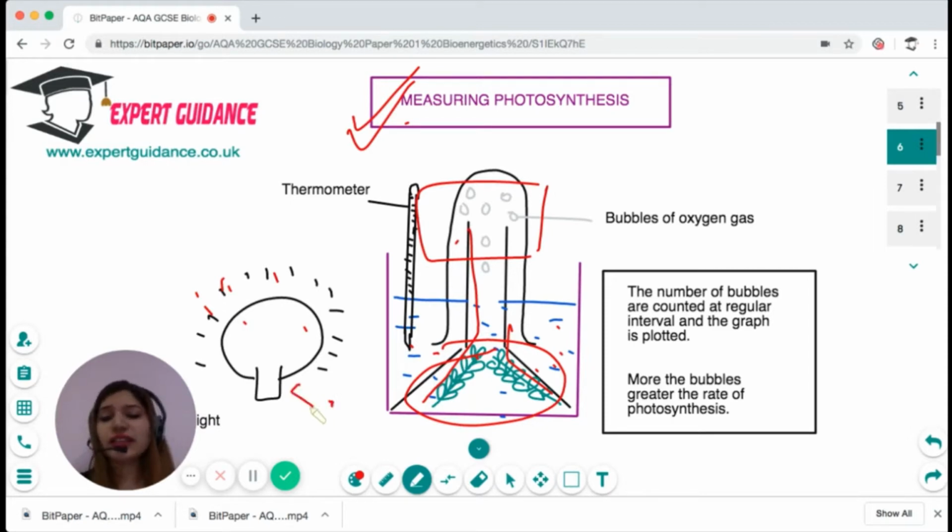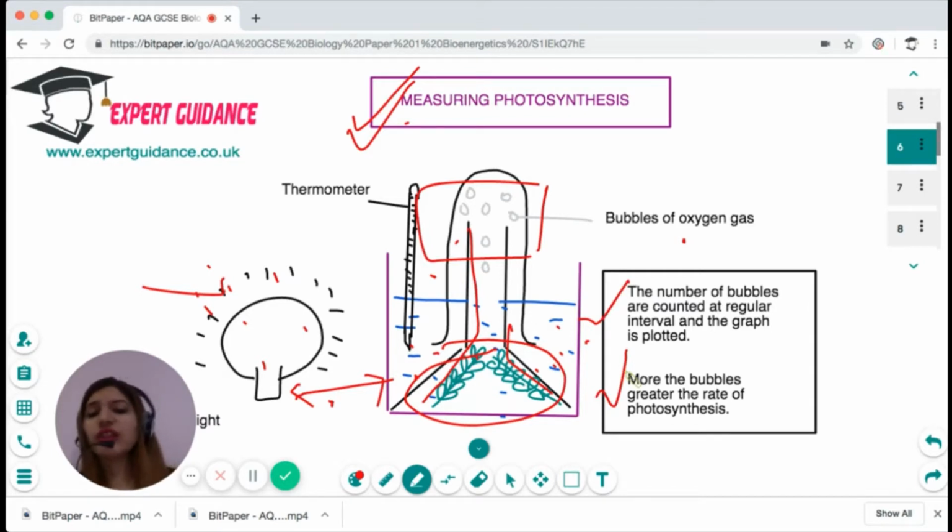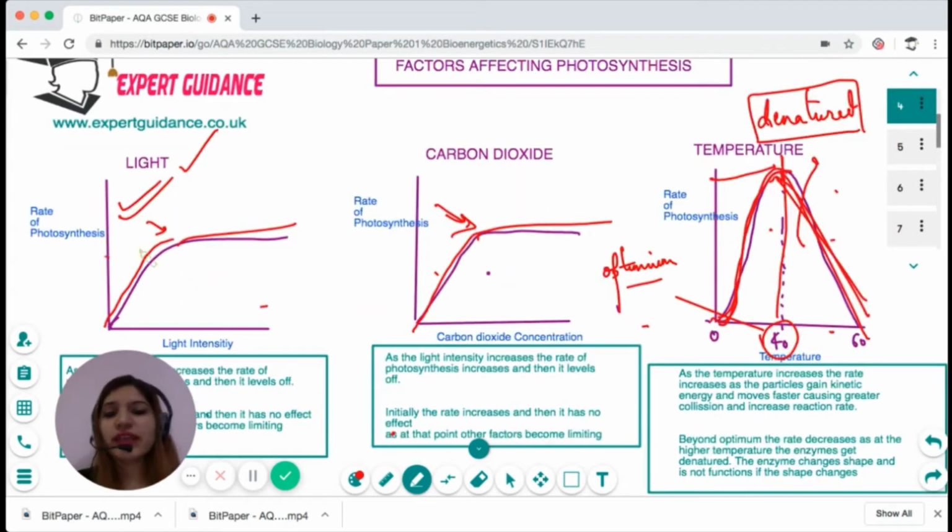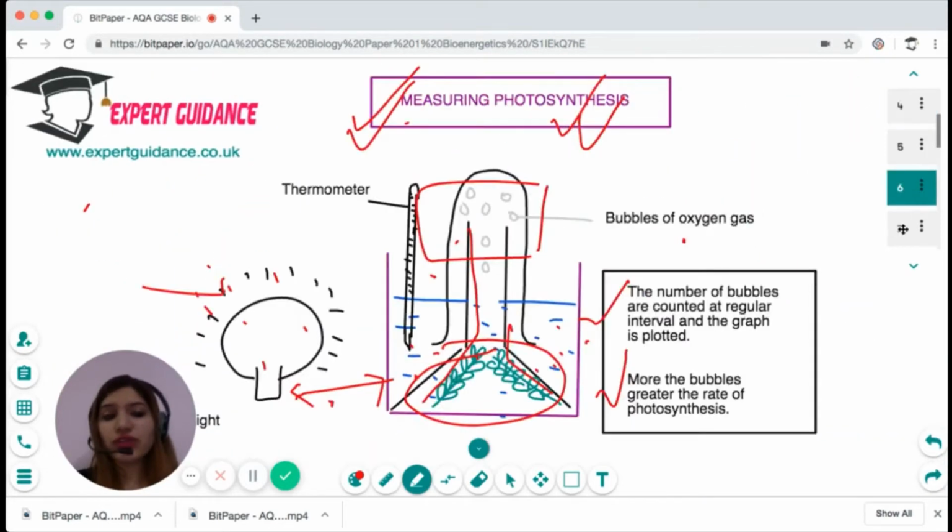If you want to check the light intensity, you can bring the light source near this and count the bubbles. Otherwise, you can take the light source a little far away and then again count the bubbles. And the greater the number of bubbles, the greater the rate of photosynthesis, and that can give you the indication about the rate of photosynthesis. So you can test various factors like temperature, water concentration, the intensity of the light, and you can plot the graph and see how the rate of photosynthesis is affected. Okay, and in most of the cases you will get this graph. With light you will get this graph, carbon dioxide you will get this graph, with temperature you will get this graph. You need to remember all these shapes and the explanation for the same.